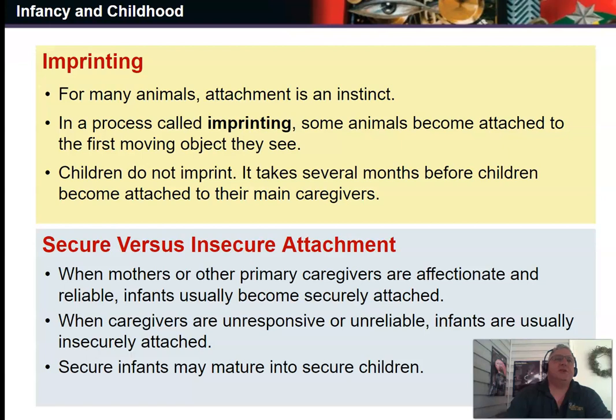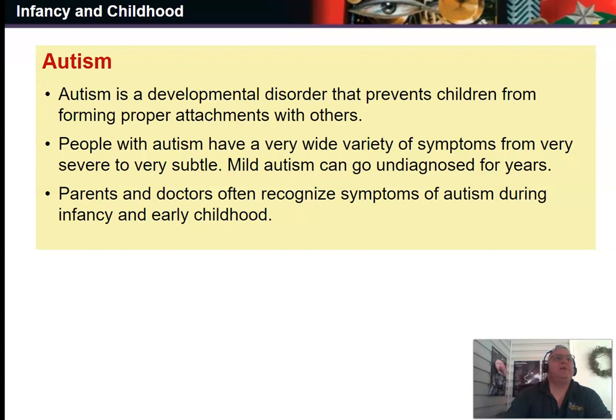Secure versus insecure attachment. When mothers or other primary caregivers are affectionate and reliable, infants usually become securely attached. When caregivers are unresponsive or unreliable, infants are usually insecurely attached. Secure infants may mature into secure children.